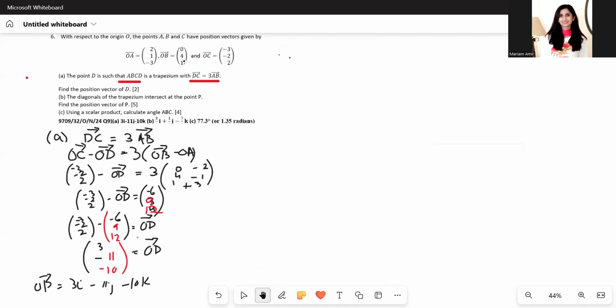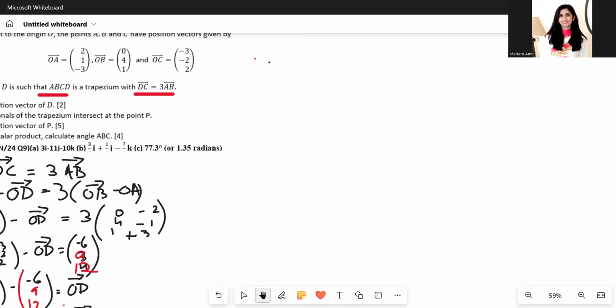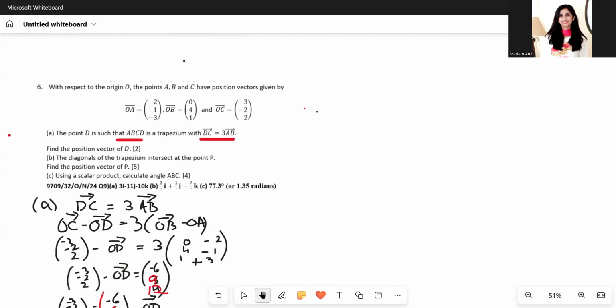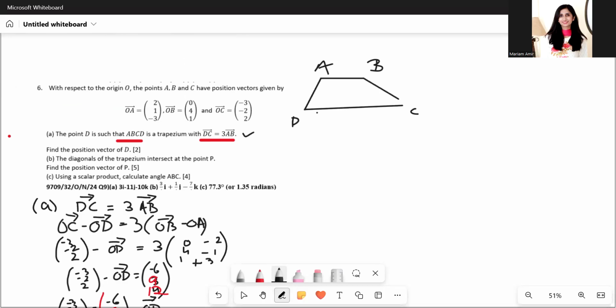Part B says the diagonals of the trapezium intersect at P. Find the position vector of P. All right. So let me just make the diagram. It says that DC is 3 times AB, so we'll have something like this. This would be A, B, C and D. Let's say this is the trapezium.